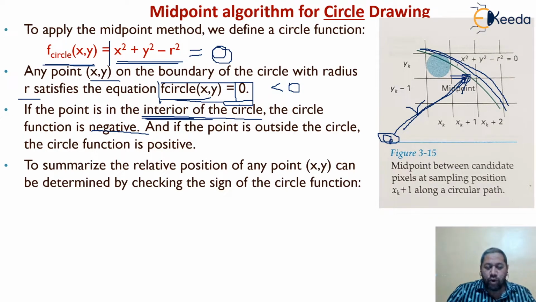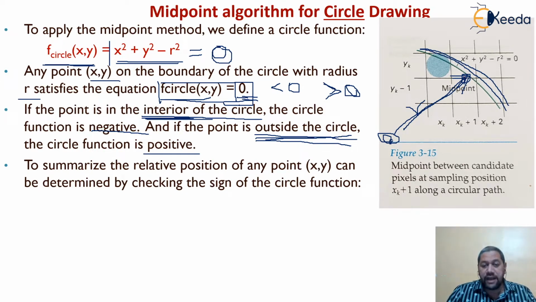And if the point is outside the circle, the function is positive. If the value f of circle x comma y is greater than 0, it is positive, and it indicates the point is outside my circle, because the correct value is 0. Less than 0 means inside the circle, and greater than 0 means outside. Based on this value, I can find out which one is my correct pixel.